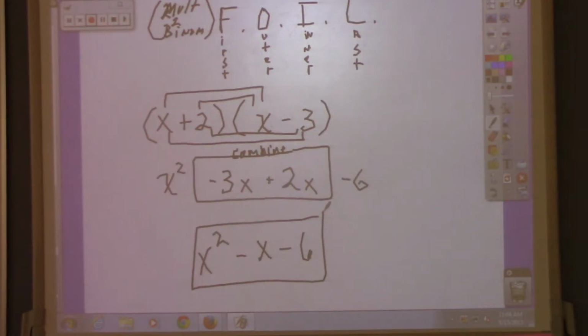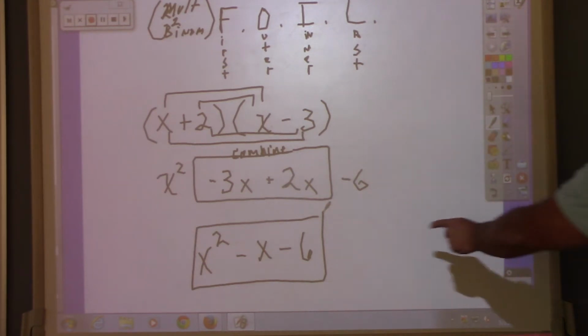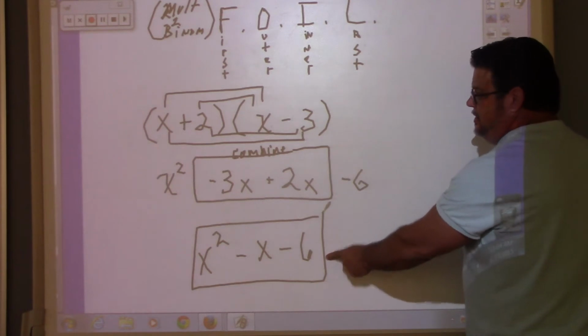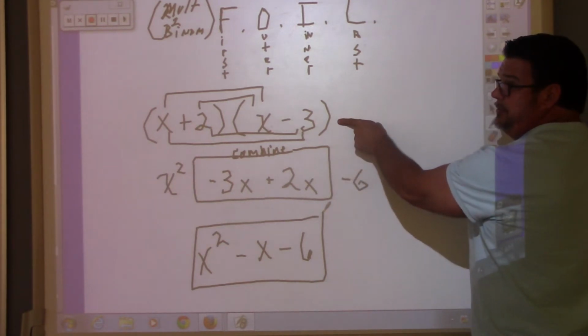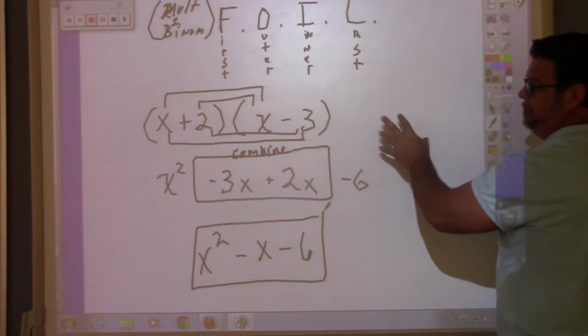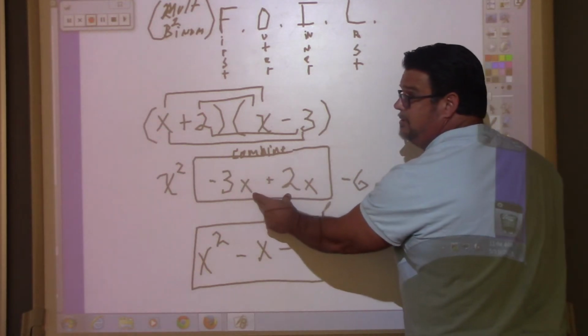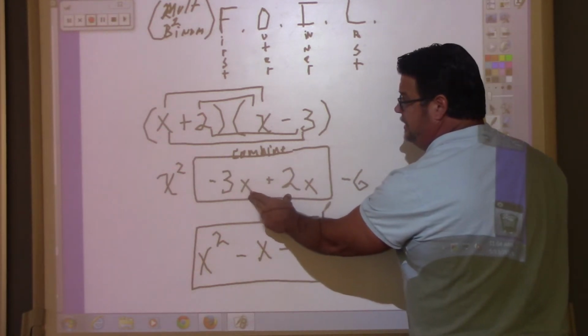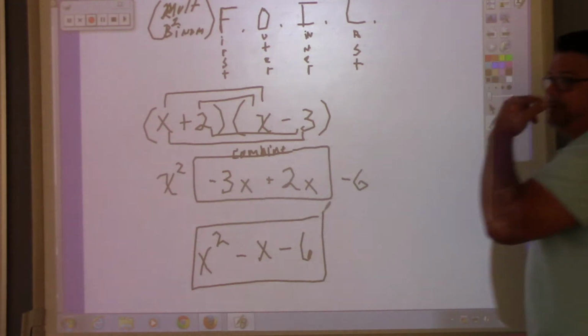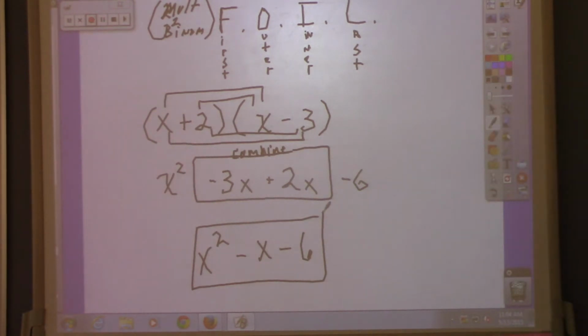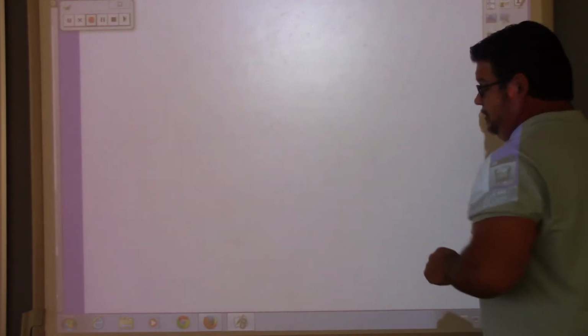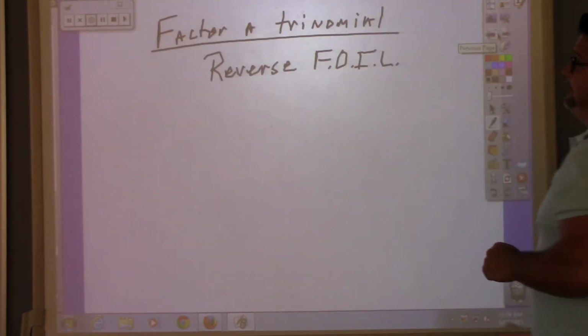Now that's the FOIL method. Now, in factoring, you're given this, and you have to reverse it to get this. And the biggest problem is this right here that people have a problem with, and that's the signs. So you have to concentrate on the signs, and I got an easy way to do it. So let's take a look at the reverse FOIL method.